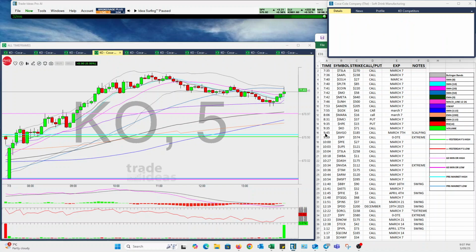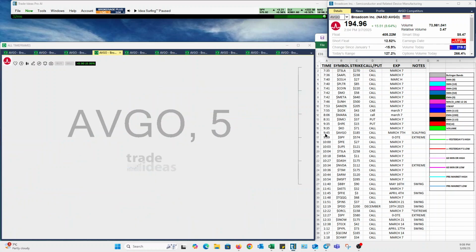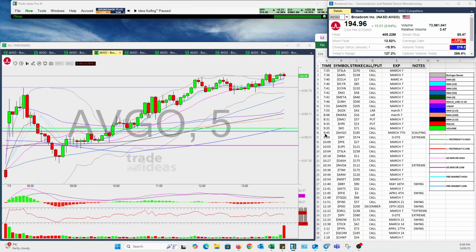AVGO, and this was scalping this one. So this was a call given at 9:45. If you would have gotten in here, and this was to scalp it, if you'd have got in when it was called out, if you looked at the chart, you could see that this chart was setting up nicely.